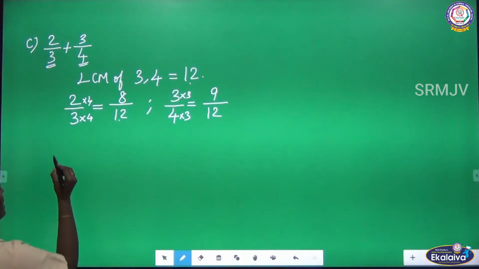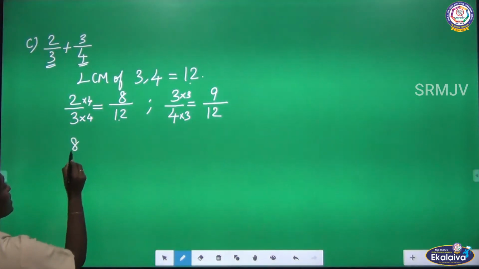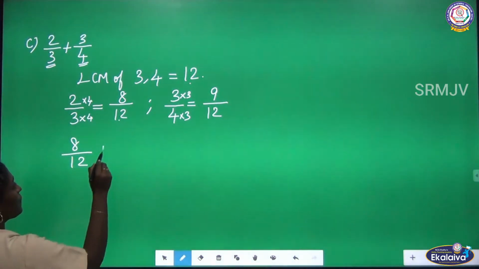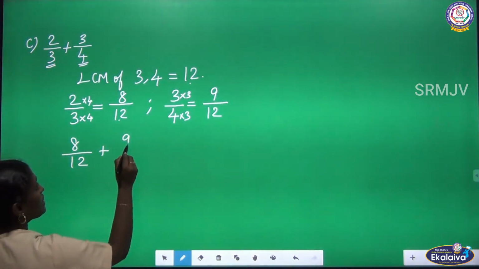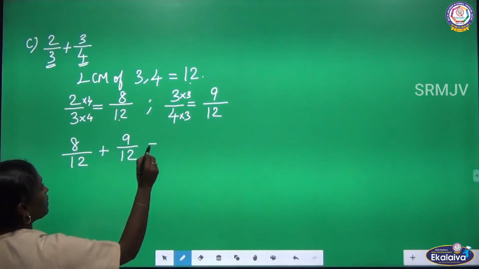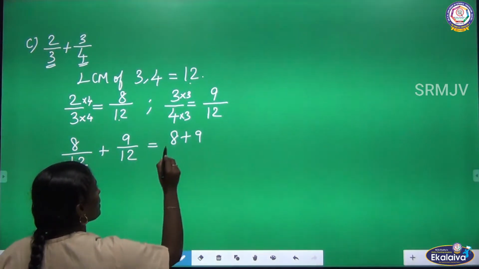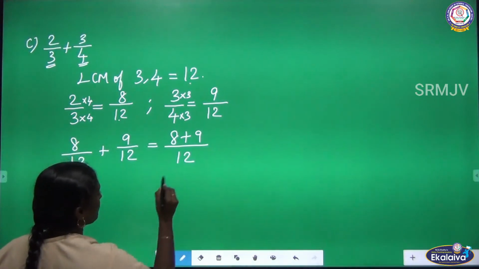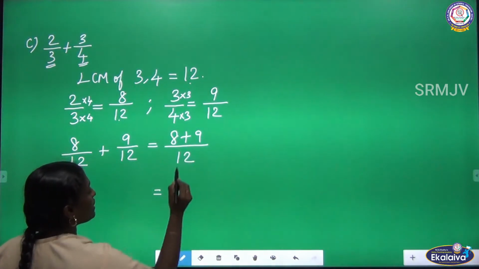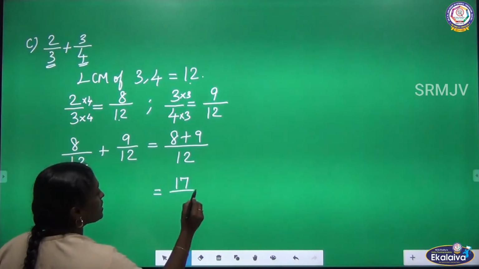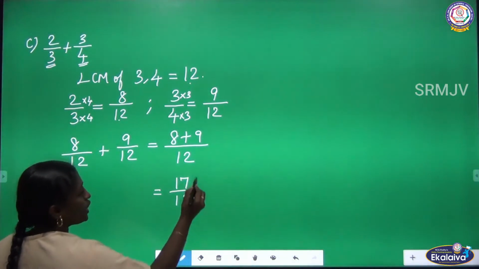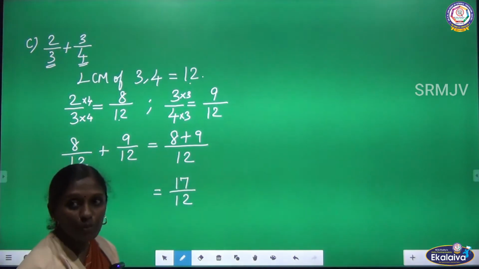Now we are going to add the fractions. So the first fraction is 8 by 12 plus the second fraction is 9 by 12. Now we have to add the numerators. 8 plus 9 divided by 12. Okay. Here 8 plus 9, that is 17. 17 by 12. Now we got an improper fraction.